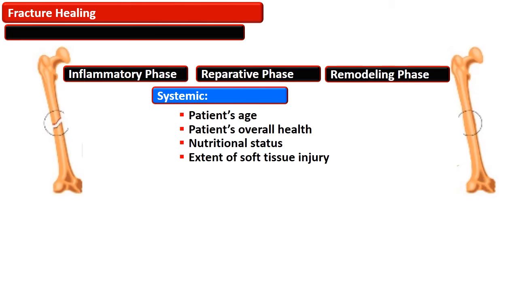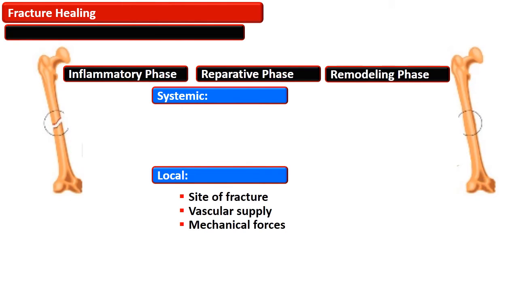The local effects are extent of associated soft tissue injury, interruption of local blood supply, interposition of the soft tissue at fracture site, and bone death caused by radiation, thermal or chemical burns, or if there is a focus of infection which is present in that environment.